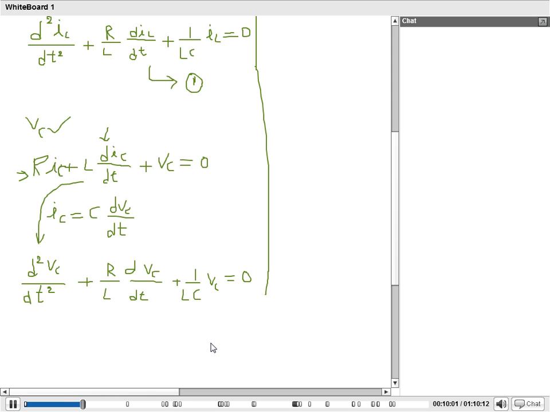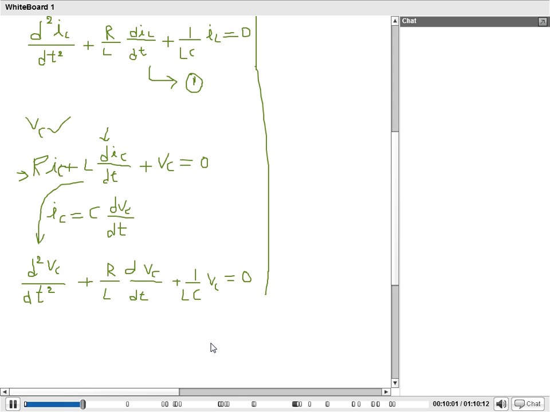So I got 4 equations. For each circuit I got 2 equations depending on the variable. For the series circuit, 2 equations in terms of IL of t and VC of t. Similarly for the parallel RLC circuit, 2 differential equations in terms of VC and in terms of IL. Now how to solve these source free second order differential equations? Since there is no input, the right hand side of all the differential equations is 0. If you observe the 4 equations, all the right hand sides are equal to 0. That means these are all homogeneous differential equations. If the input is 0, the differential equation is a homogeneous differential equation.